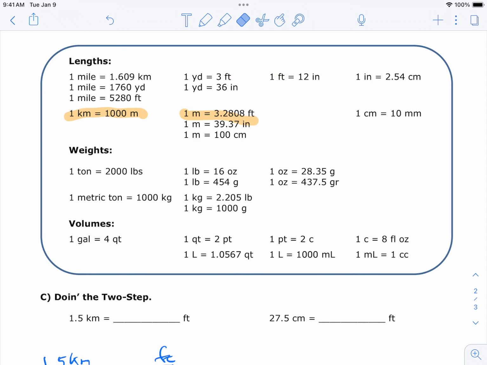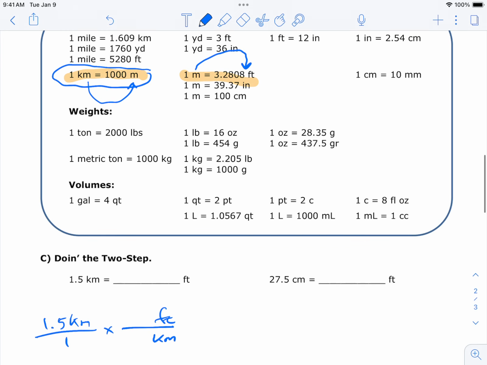But if you look at these two, this will get me from kilometers into meters, and then this one will get me from meters into feet. So think of doing a two-step. First, convert your kilometers into meters, and then convert your meters into feet. Then you'll have feet. So that's what I mean by two-step. We're not going to be able to go to feet straight away, so let me erase that.